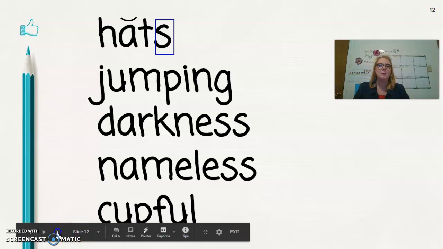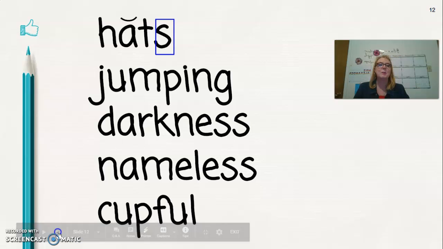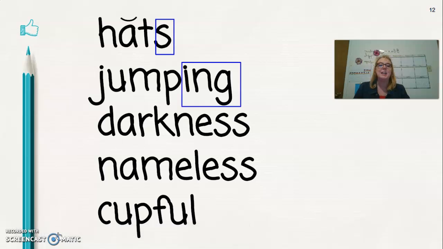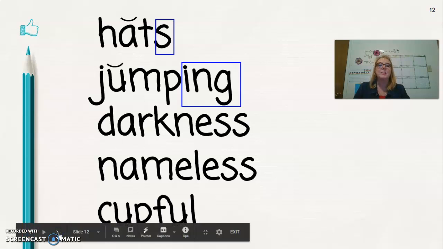Now let's go ahead and read that word. Read it to me. Now read it with me. Hats. Good. Let's look at our next word. What's the suffix? Ing. And what kind of a syllable is that? Correct. It's also closed. So let's read it. Jumping. Good job.